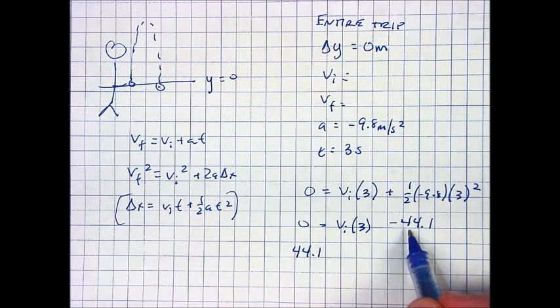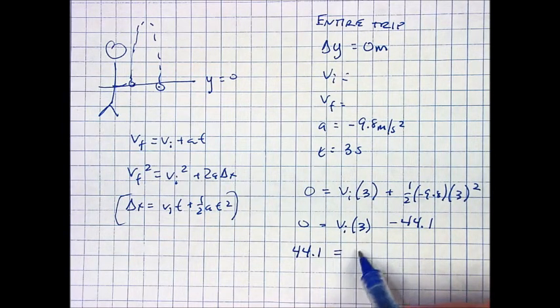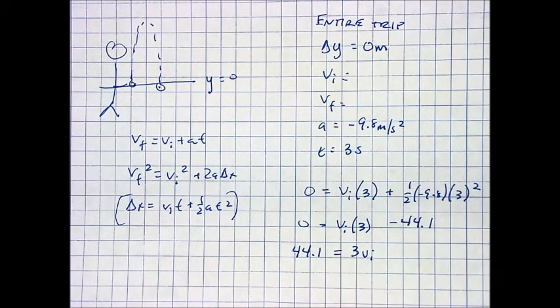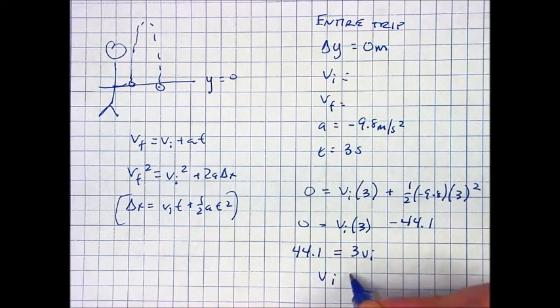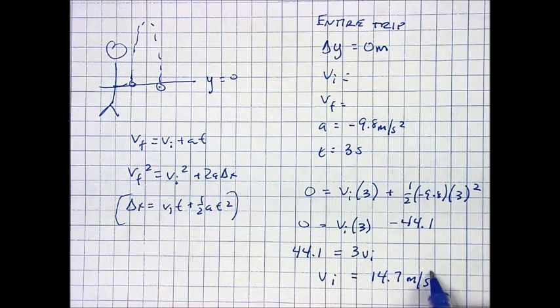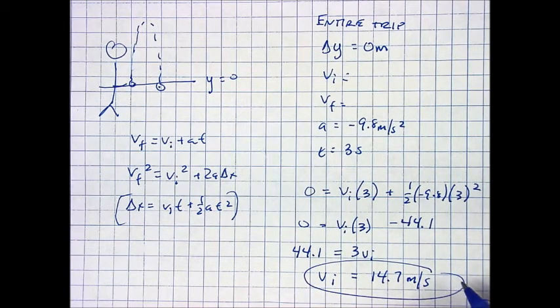44.1 positive now, right? Because we add it to both sides, it is equal to 3 times v_i. I just rearranged that. And then we just divide both sides by 3 to get our final answer. So v initial is equal to 14.7 meters per second. And that's our final answer.